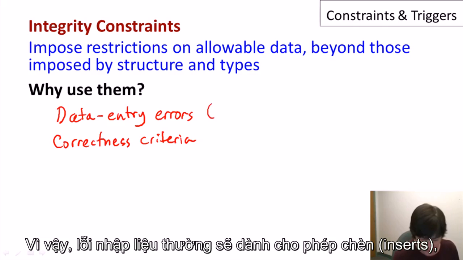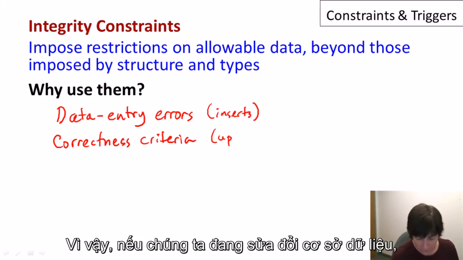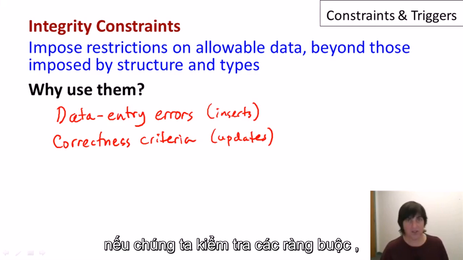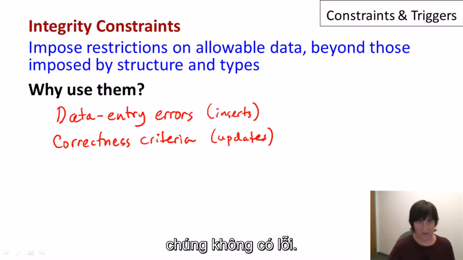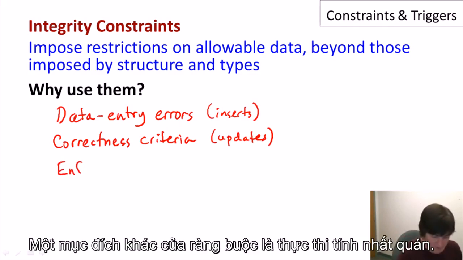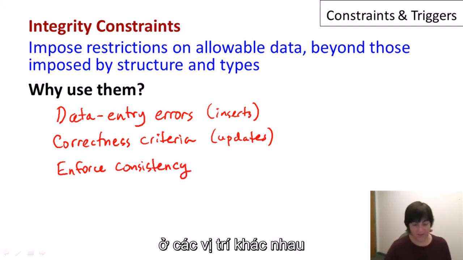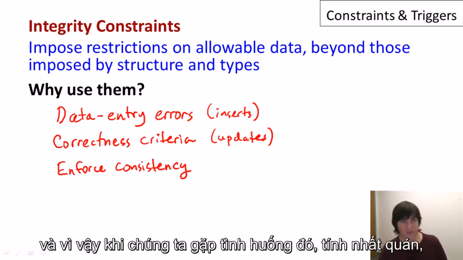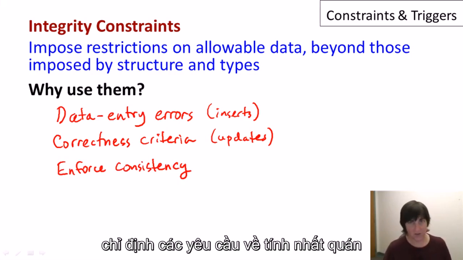A sort of similar example is as correctness criteria. So data entry errors would be typically for inserts, where correctness criteria might be for updates. So if we're modifying the database, for example, we update a GPA or an enrollment, if we're checking our constraints, that will make sure that our updates are correct. They don't have errors. Another use of constraints is to enforce consistency. So we might have copies of data in the database in different places, or some data that relies on other data.